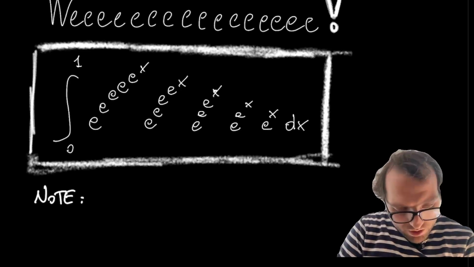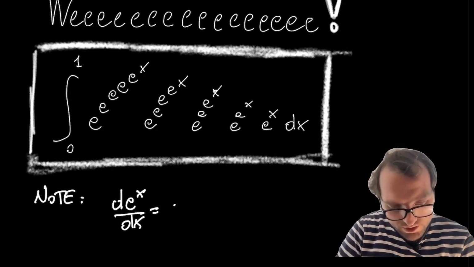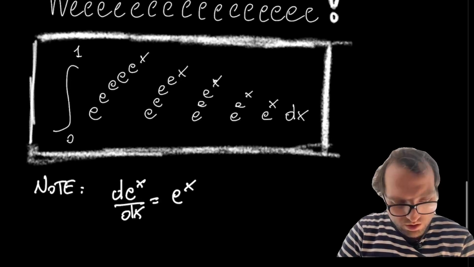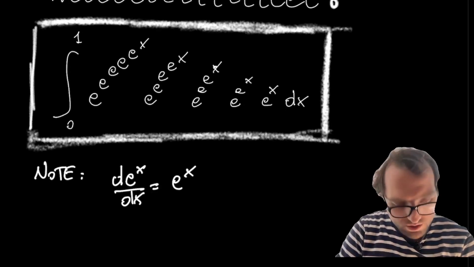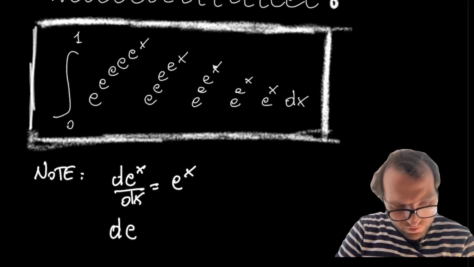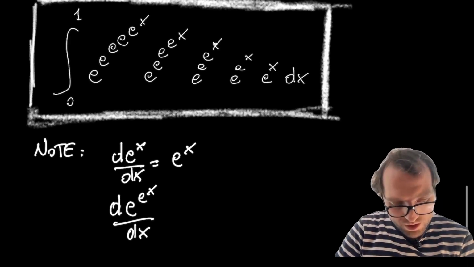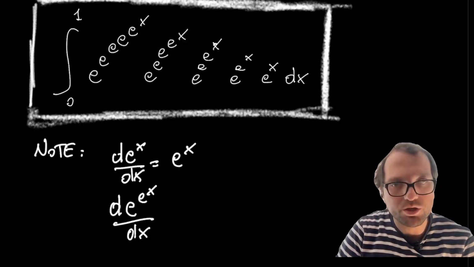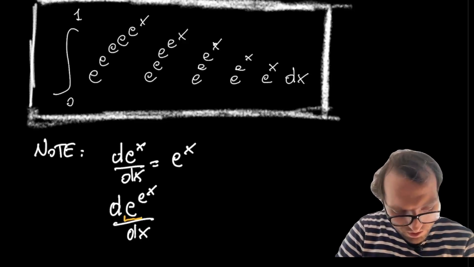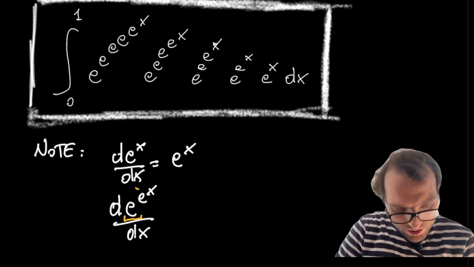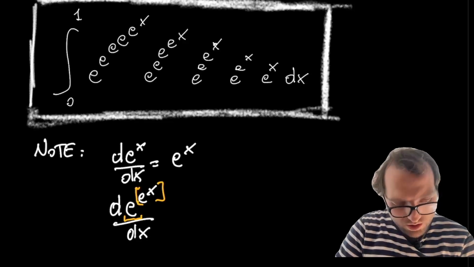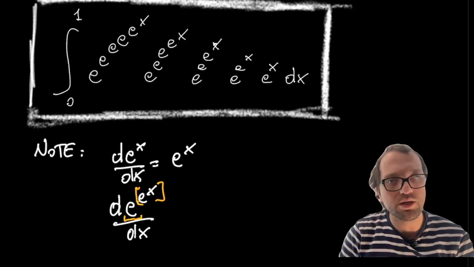okay, if we derive e to the x, this is simply e to the x. But what happens if we derive e to the e to the x? Here what we can do is use the composition of functions, because this is our exponential function and this is our nested function inside the exponential.